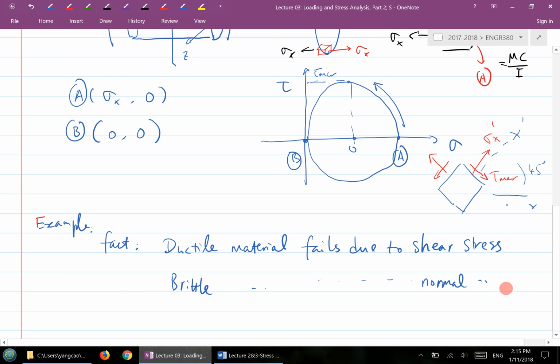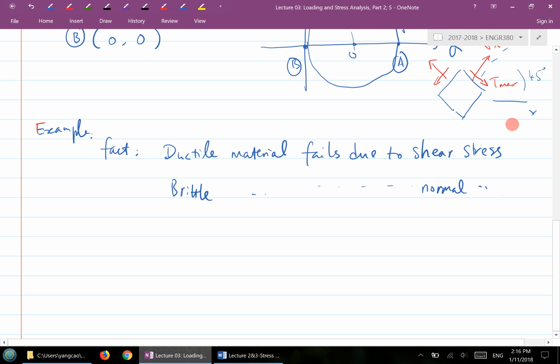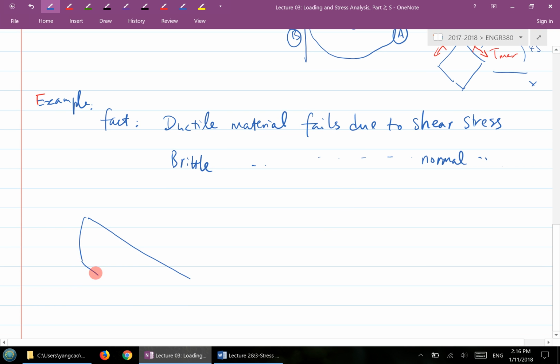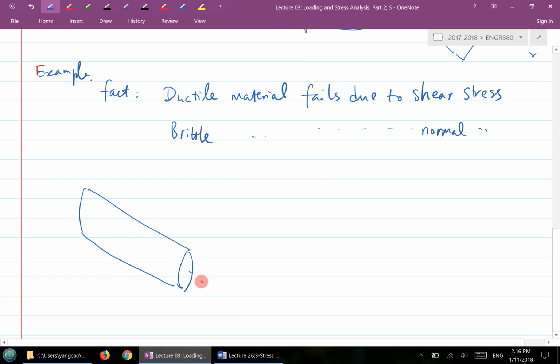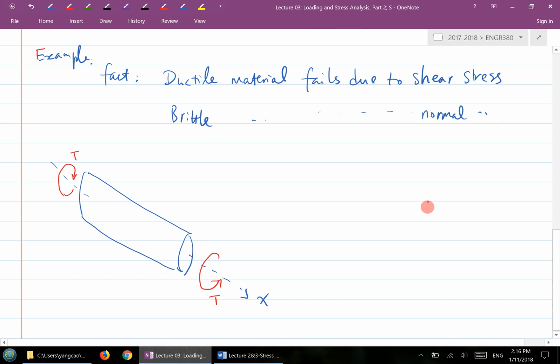Now let's get back to this experiment. I'm going to redraw the bar here. We have the bar here, and we're going to subject the bar to a torsional type of loading. So basically, let's twist the bar this side like that, and this side like this. So let's load the bar like that.